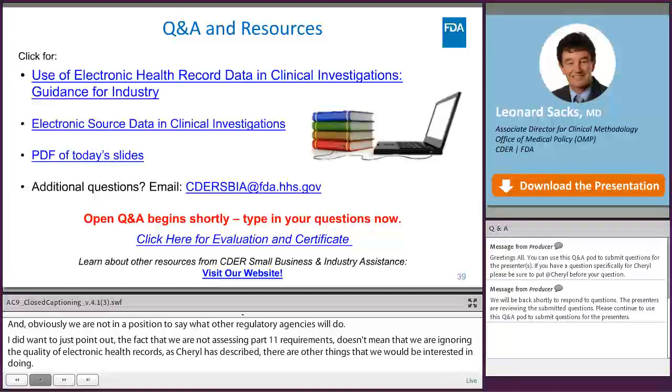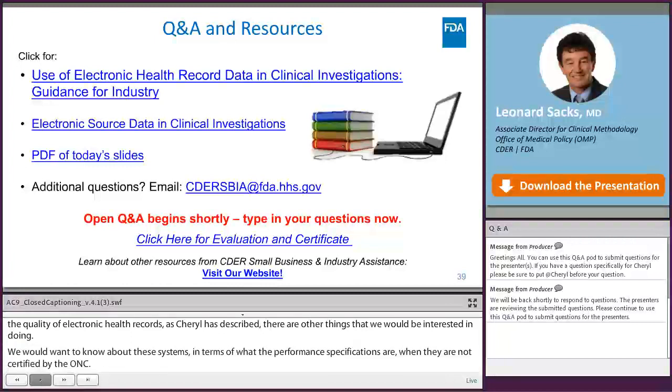I guess the other important safeguard is that we need the ability to inspect the records so we can compare with what's in the case report form. So there are other ways in which we've tried to address the fact that we can't enforce Part 11 compliance, but we do want to make sure that the quality is good.